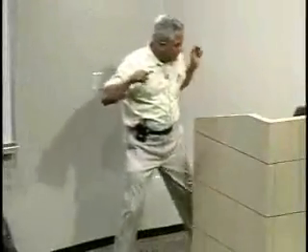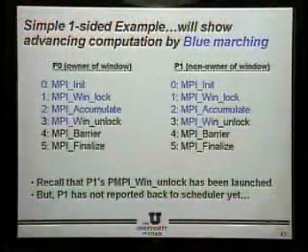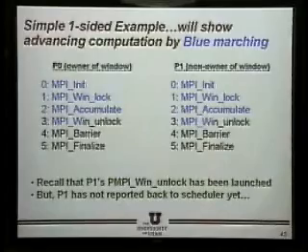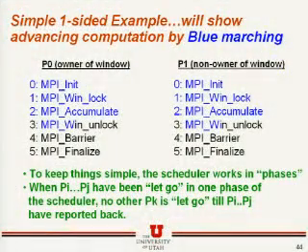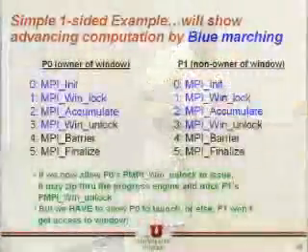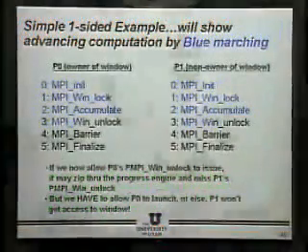But here is where a little delicate dance happens. Recall that P1's PMPI win lock has been launched, but P1 has not reported back to the scheduler yet because P1's win lock is sort of waiting for the window to be available. The scheduler model is let go, come back. If I now allow P0's MPI win unlock to issue, it may zip through the progress engine really fast, boom, and then come out.